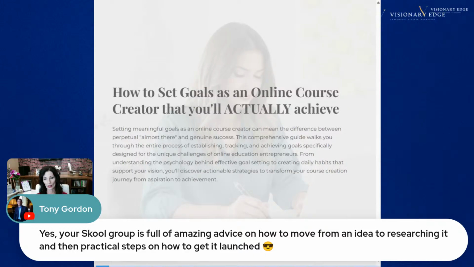So yes, if this is you and you're at any of these stages in the online course creation process, this is what the hub is designed to be for. We're still building it out. We'll be building it out based on your needs over time. But we do have free and paid courses in there to meet you where you're at in your journey.